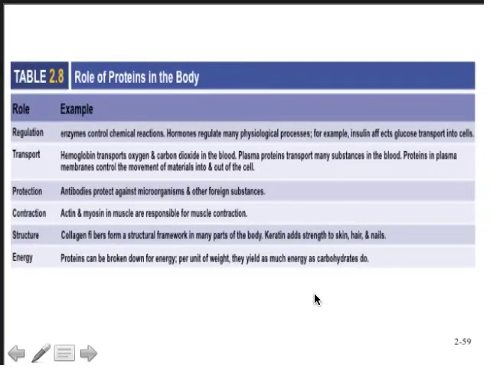And they're also important as an energy molecule. They can be broken down for energy, but per unit of weight, they're about on par with carbohydrates. They have maybe a little bit less energy than pure carbs do.